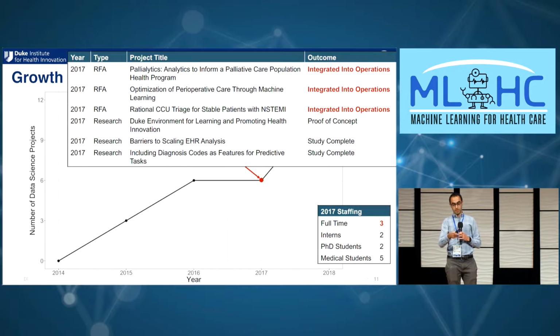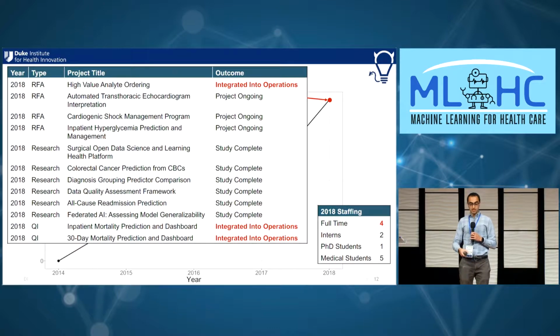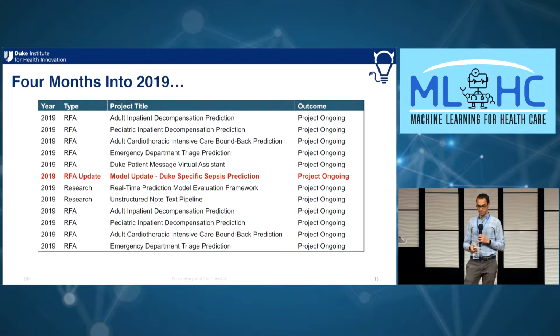Kristen's going to talk about the perioperative optimization. And then Paleolytics was a project that Michael led that was also in partnership with our accountable care organization. So doing integrations both inpatient in the hospital and outpatient for population health management. We get to 2018, now we're looking at 12 projects. Things are growing quickly, still growing the team relatively slowly. And then we're only 4 months into 2019 and already have more than 10 projects that we're actively working on.